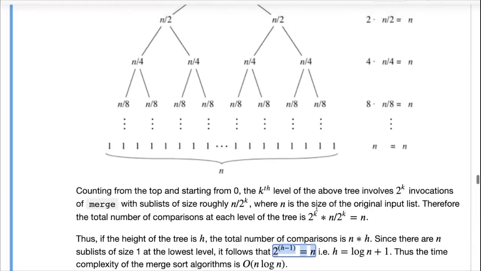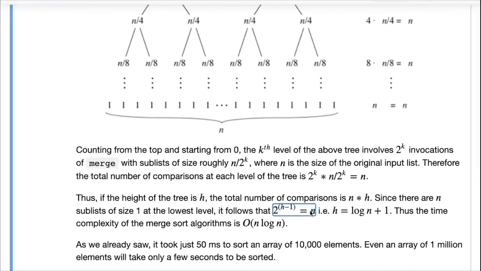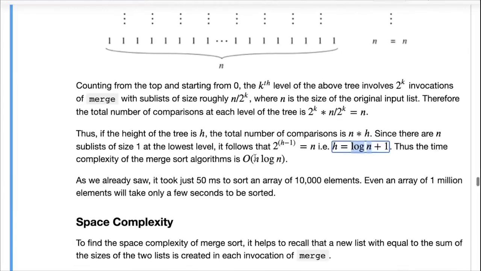Now, this is something that you may have to work out on pen and paper to get correctly: if the height of the tree is h, then 2 to the power h minus 1 is equal to n, because at the bottommost layer you have n leaves in the tree. So it follows that h is log n plus 1. Since we said that there are n times h comparisons and h is log n plus 1, it follows that the complexity of merge sort is n log n.